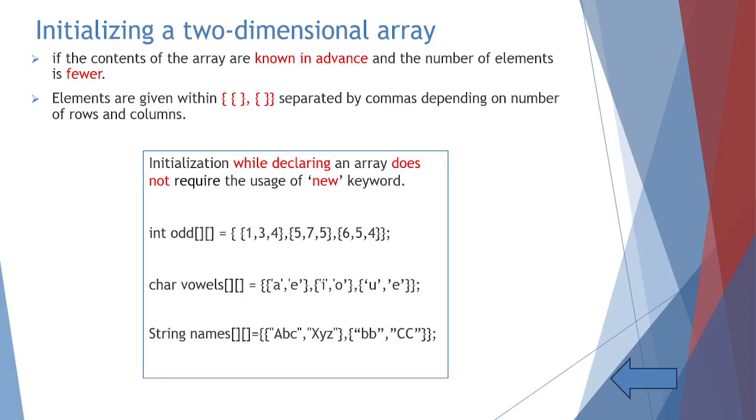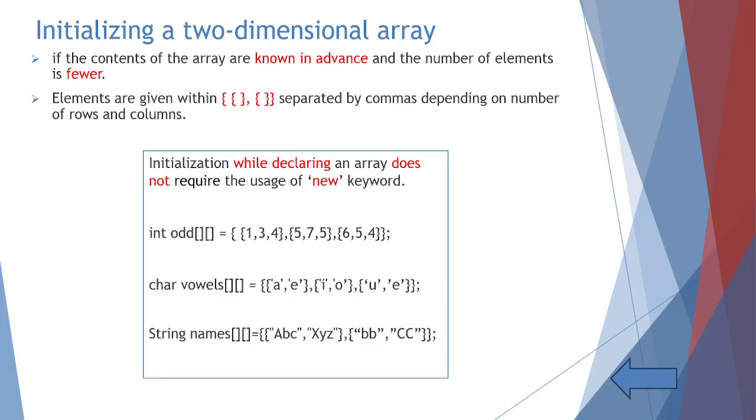How? Initialization while declaring an array does not require the usage of new keyword. int odd[][] is equal to outer curly braces, that it is an array, and inner three sets of curly braces refer to three rows, and the actual elements, how many are there? Three elements are there. These are the columns. If you see vowels, outer curly braces, that is array, inner three sets of curly braces are there, that means three rows. Each row has only two elements.